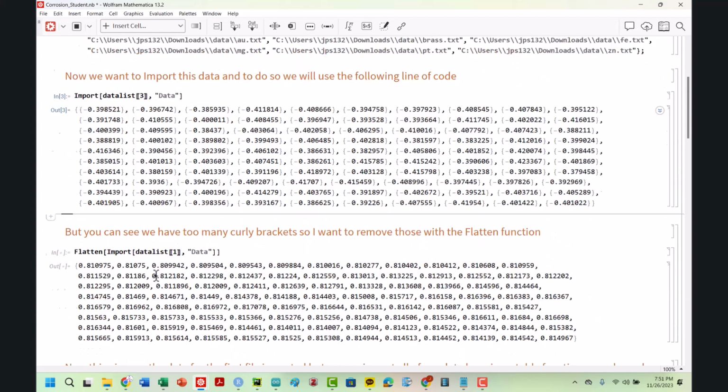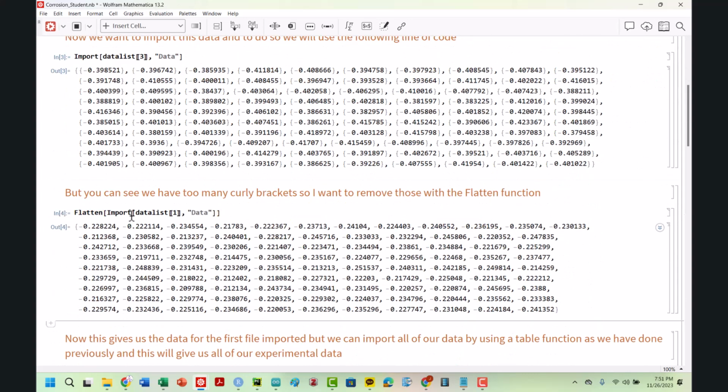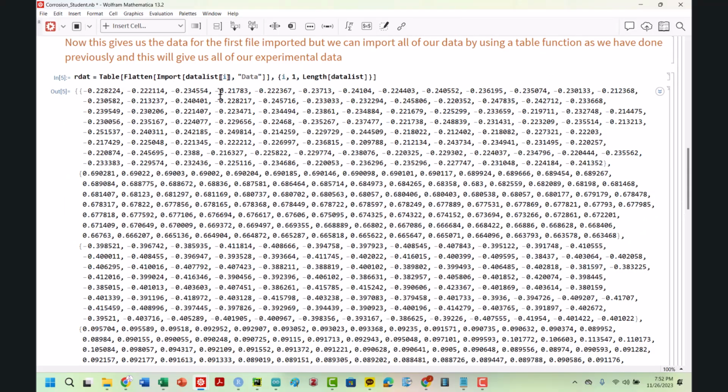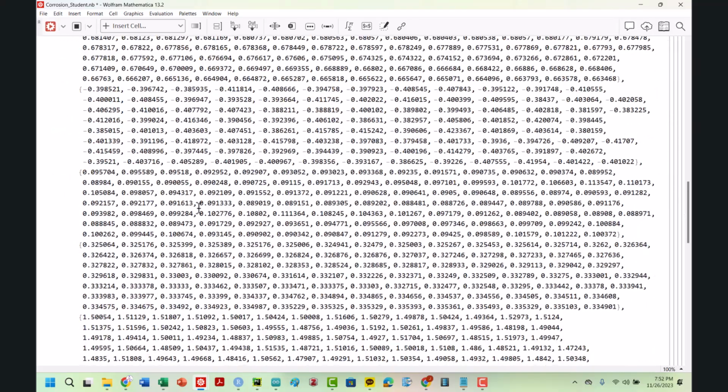So we can actually look at the data and flatten that. So we can flatten the first data, and now you can do the same thing and run this table function, and it will show you essentially the value of all of our data. So it's just flattening the entire data set as a table.